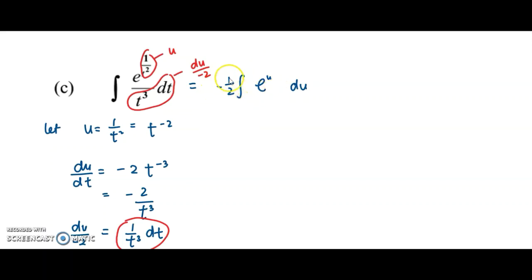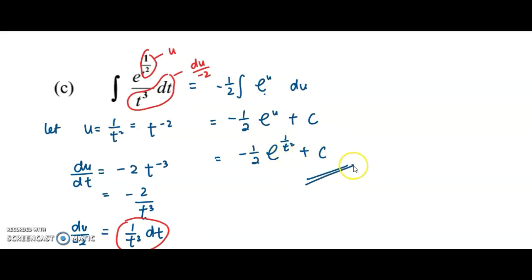So finally I have a negative 1 over 2, and we need to integrate e^u with respect to u. Negative 1 over 2 as the coefficient, we just copy down. Integrating e^u with respect to u is very simple. We just get back our e^u plus constant c. Okay, so that u we have to replace back by the 1 over t squared. So replace it by 1 over t squared plus constant c. So this is my answer.